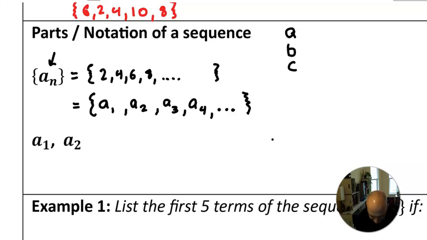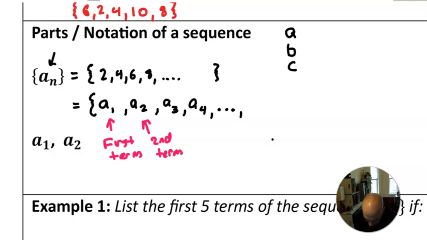What the heck is A with a little subscript 1? Well, A sub 1 is the first term. A sub 2 is the second term. And if the sequence continued on for a very long time, eventually you might get to the nth term. And we would write that as A sub n. So this is the nth term.